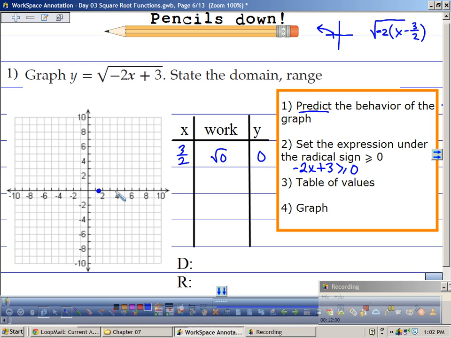Right? Now, which way am I going to go? Am I going to go in the positive direction? No, why would I go in the positive direction when I know this graph is going in the negative direction? So what are you going to put in now?